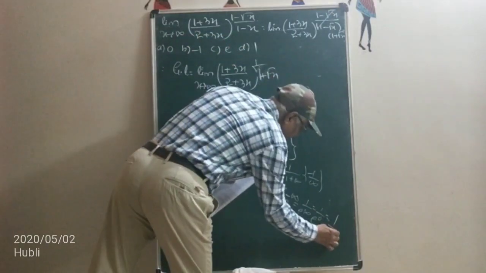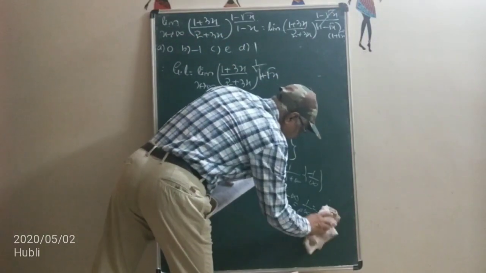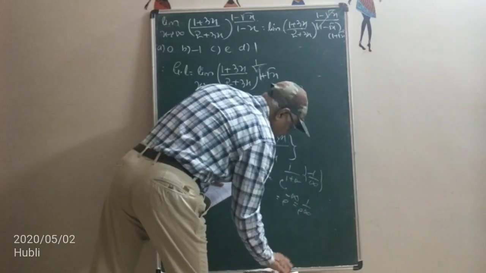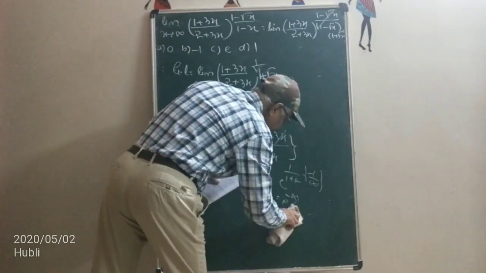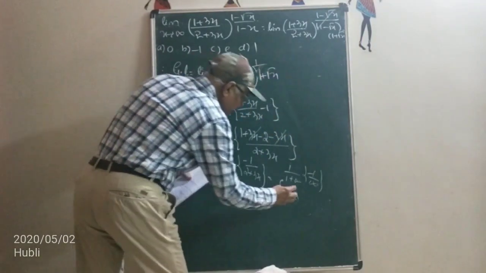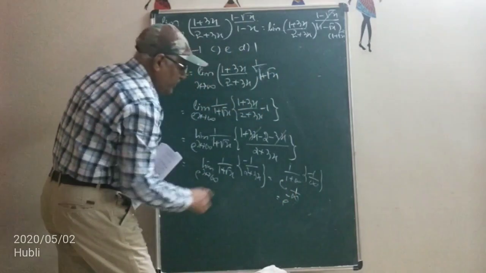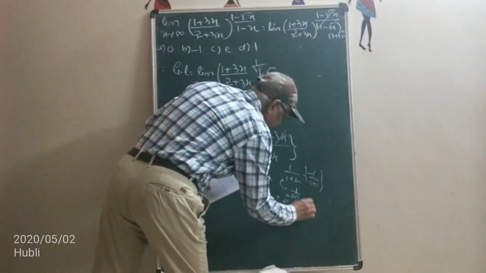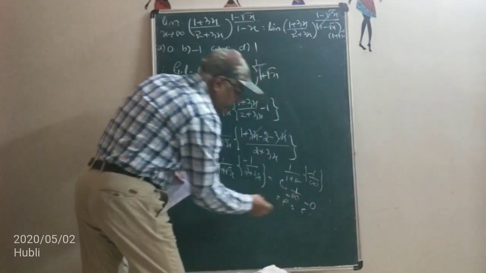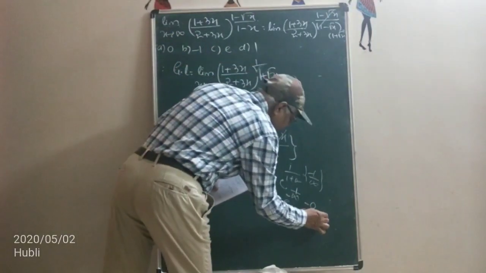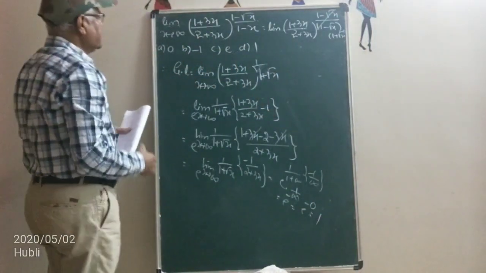1 upon infinity. E raised to minus infinity. So that means here e raised to minus 1 divided by infinity. That is equal to e raised to minus 0. 1 upon infinity is 0. What is e raised to 0? E raised to 0 equal to 1 is the answer.